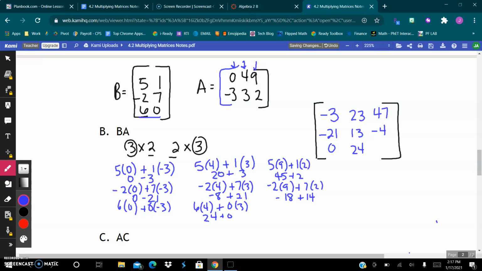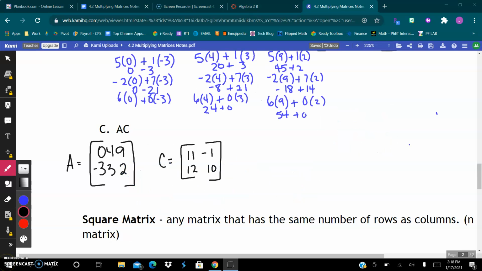And then last column, 6 times 9 and 0 times 2. So that would be 54 plus 0. So that would be a 54. And then we have our 3 by 3 matrix for our product.